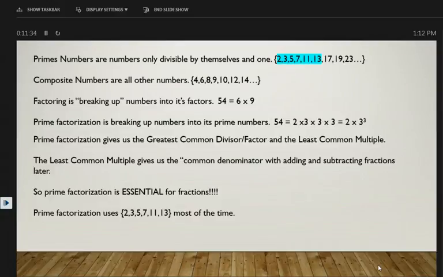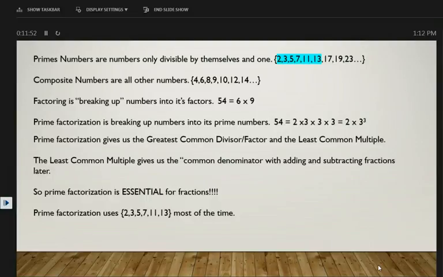Now, there are 2 types of factorization in whole numbers. There is the factoring, which is regular numbers like 6 times 9. And then there is the prime factorization. That's what we're going to focus on today, prime factorization.